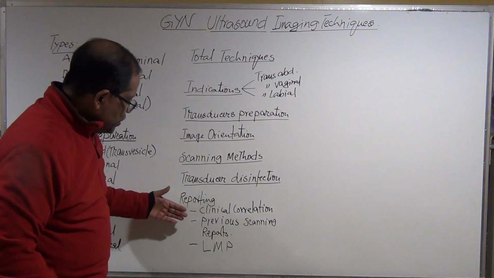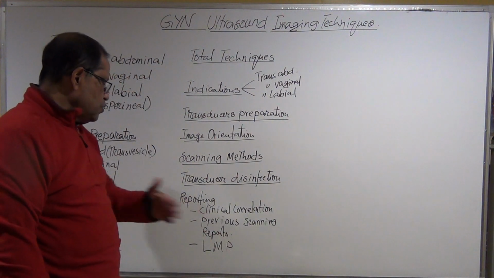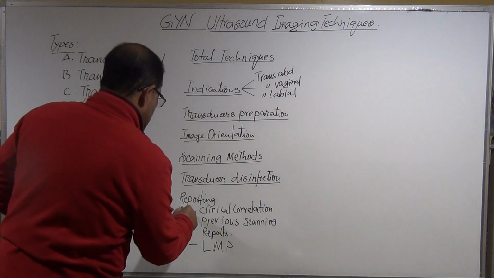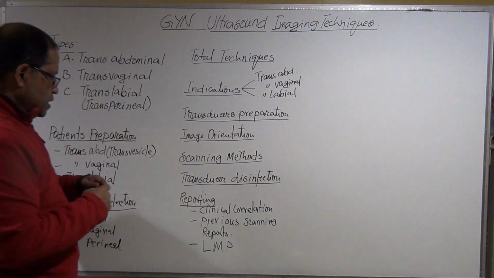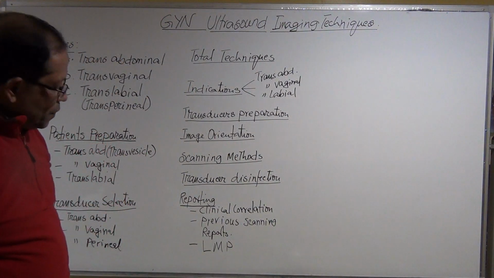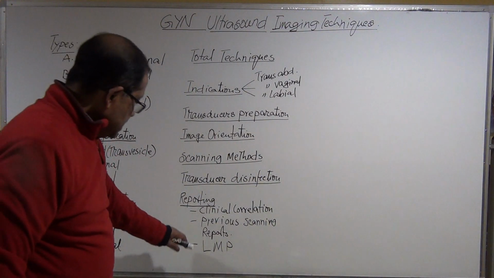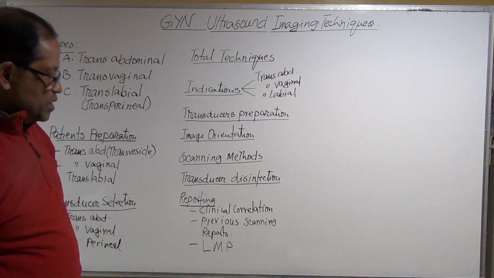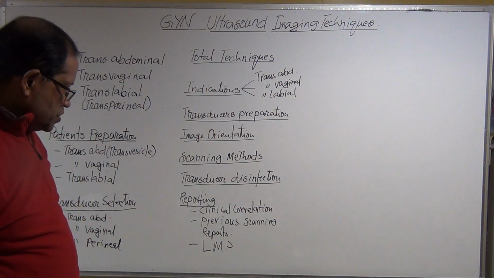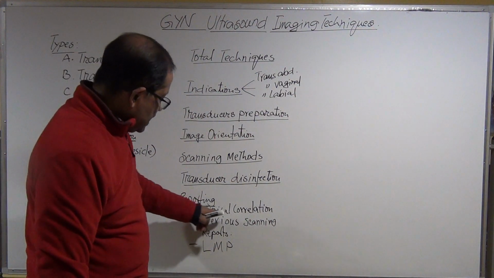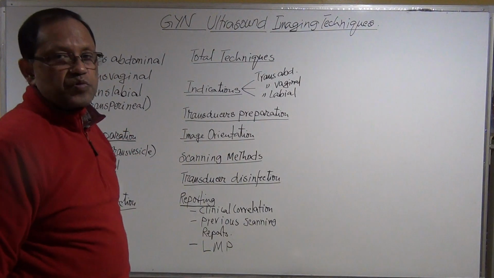Then finally we will learn how to report. Okay, so we're going to learn the reporting. How are we going to report? Our reporting must have the information about the LMP, the first day of the last menstrual period. Then our reporting should correlate with the clinical signs and symptoms.